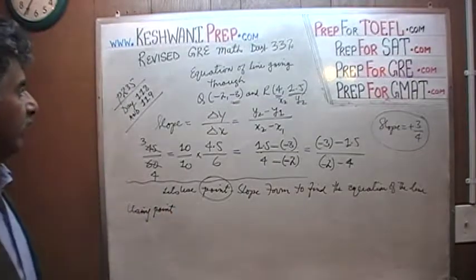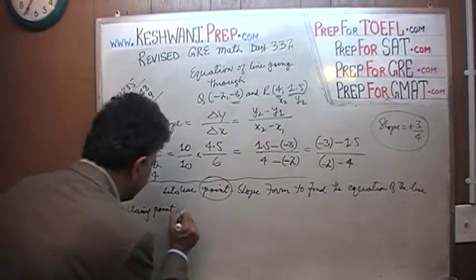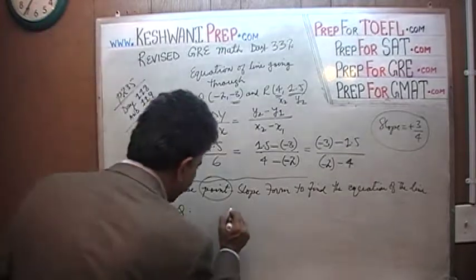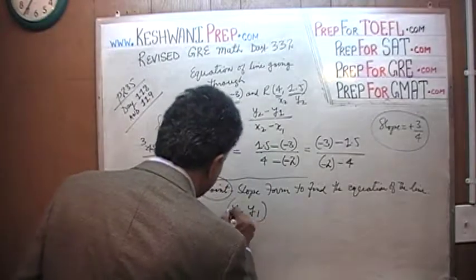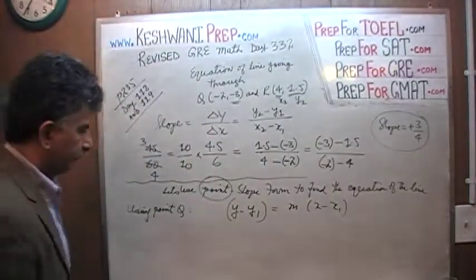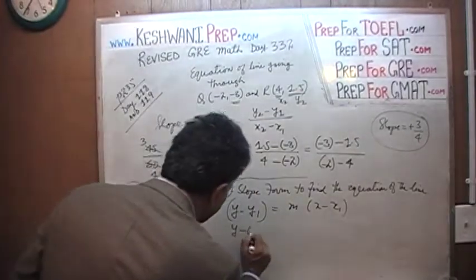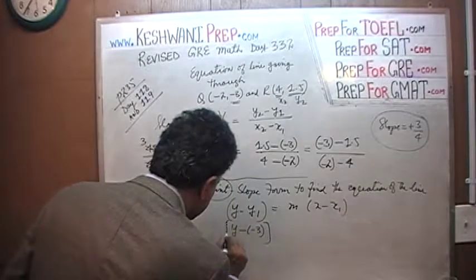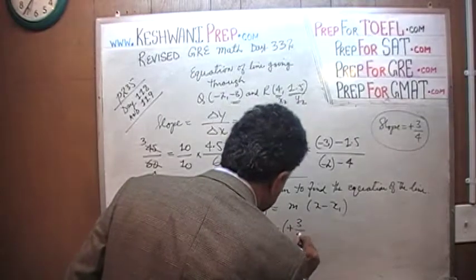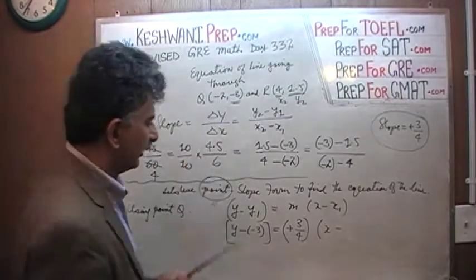Which point do you want to use? We have to make a decision. We have to use either point Q or point R. Let's use Q. Using point Q, the point slope formula goes like this: y minus y1 equals m times x minus x1. Y minus y1, we are using point Q, so that's negative 3, equals m, which is positive 3/4, times x minus x1, which is negative 2.